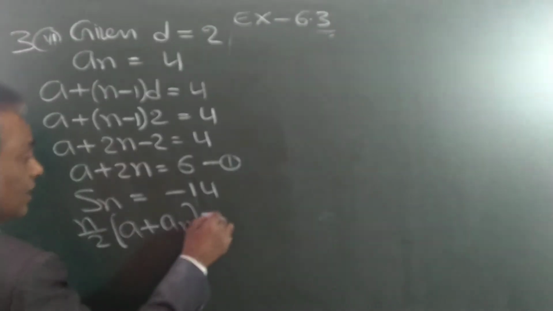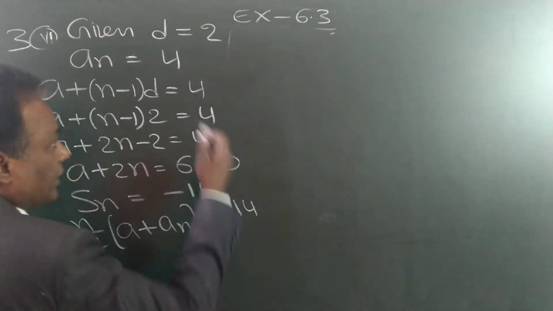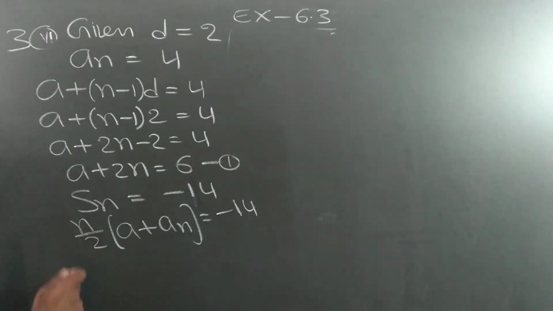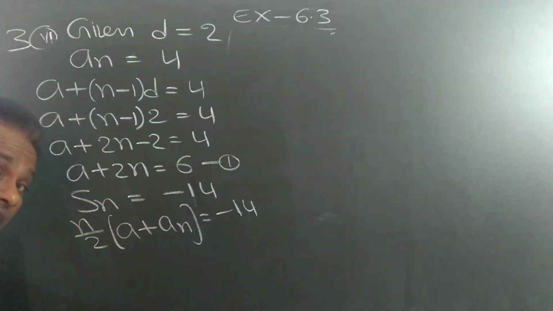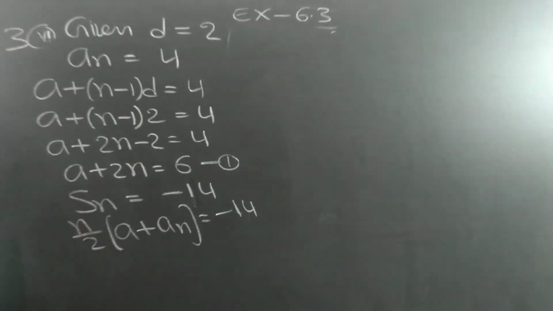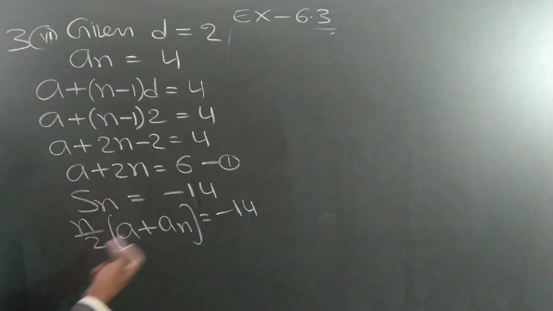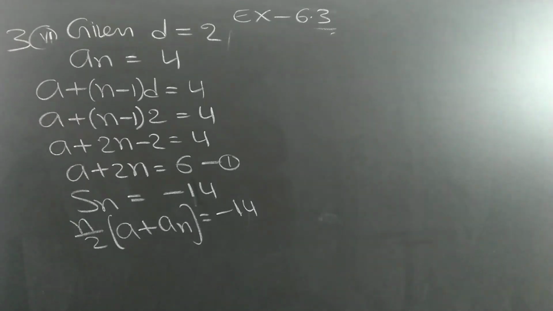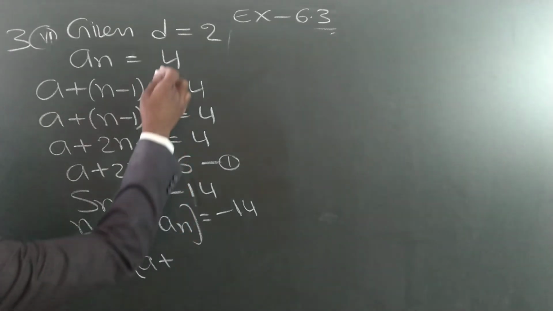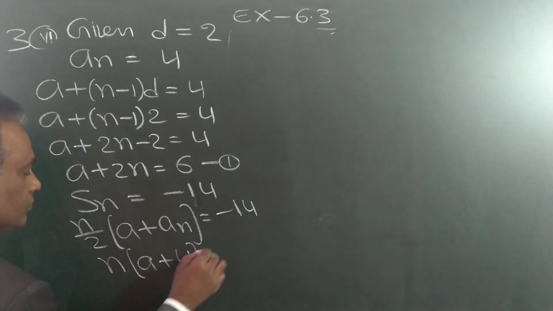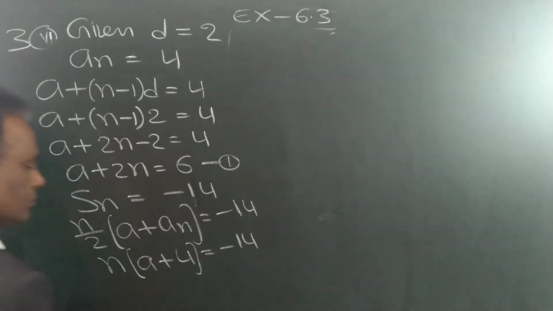See the Sn formula. Today also I wrote all the three formulas. Sn formula n by 2 into 2a plus n minus 1 into d. That you can use. This also you can use because the nth term is known. This is a little easy, simple. 2 that side, n into a plus an is 4. This is the second equation.